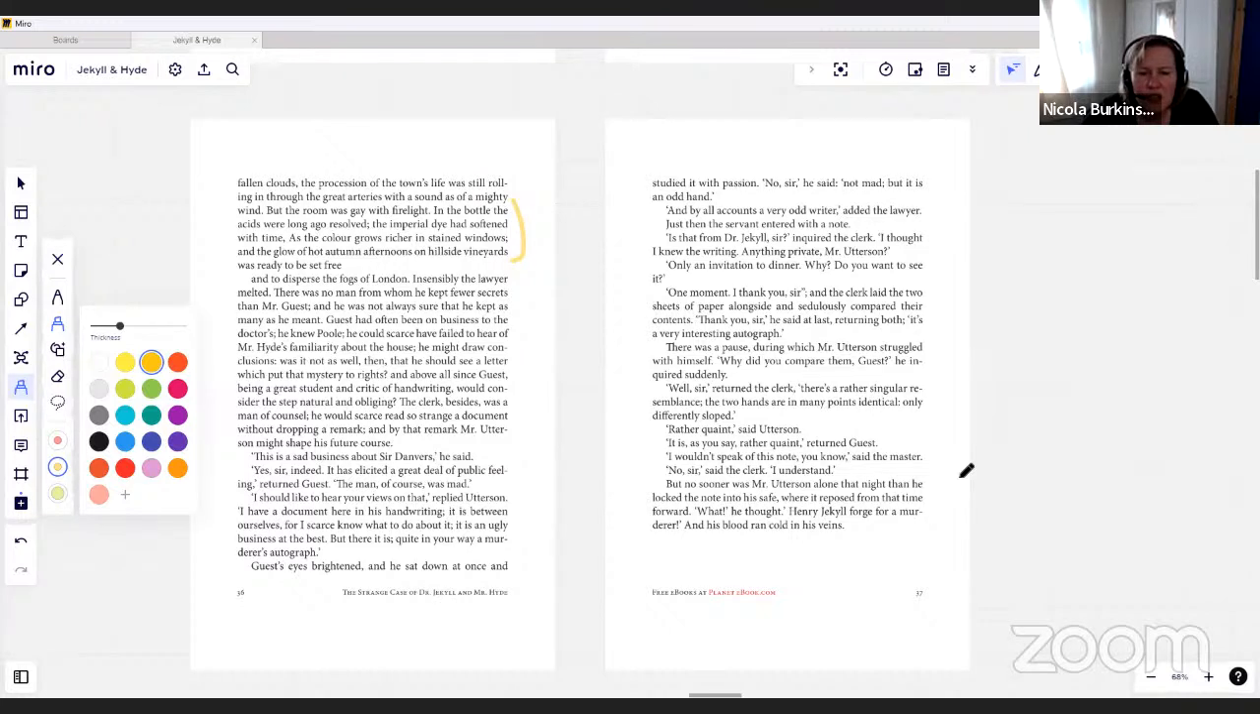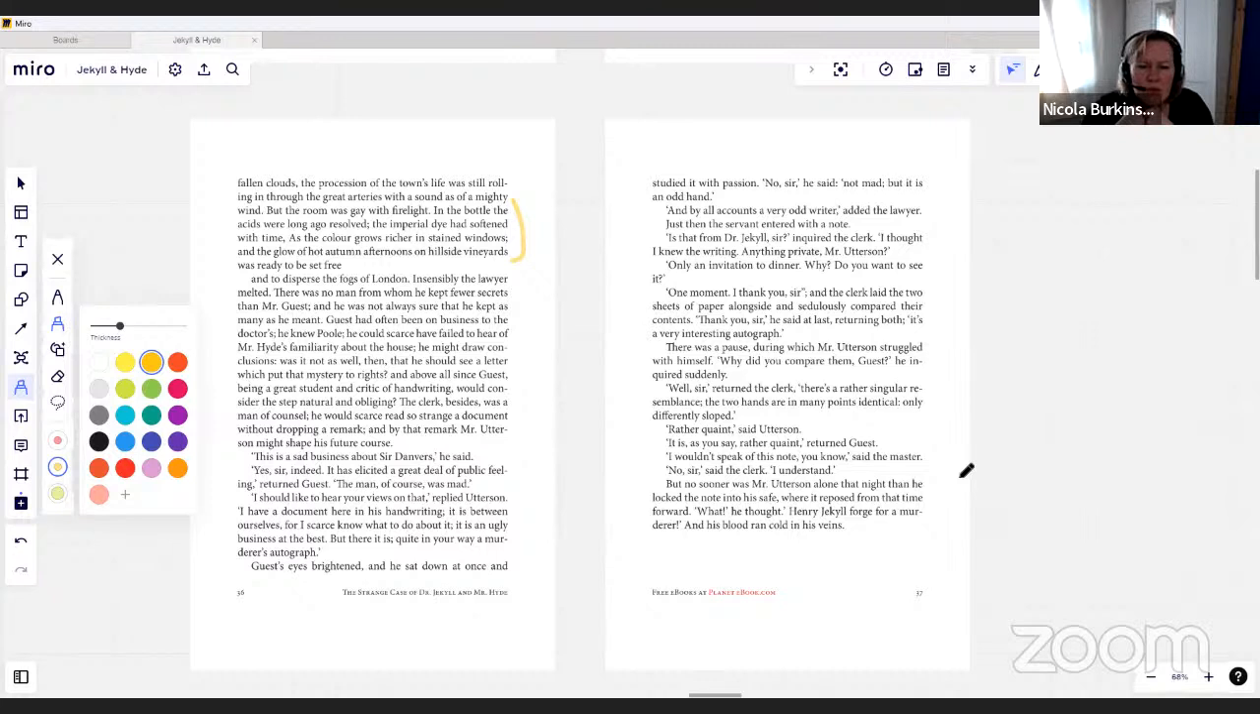And the clerk laid the 2 sheets of paper along at the side and sedulously compared their contents. "Thank you, sir," he said at last, returning both. "It's a very interesting autograph." There was a pause, during which Mr. Utterson struggled with himself. "Why did you compare them, Guest?" he inquired suddenly. "Well, sir," returned the clerk, "there's rather singular resemblance. The 2 hands are in many points identical, only differently sloped." "Rather quaint," said Utterson. "It is, as you say, rather quaint." "Wouldn't speak of this note, you know," said the master. "No, sir," said the clerk, "I understand."